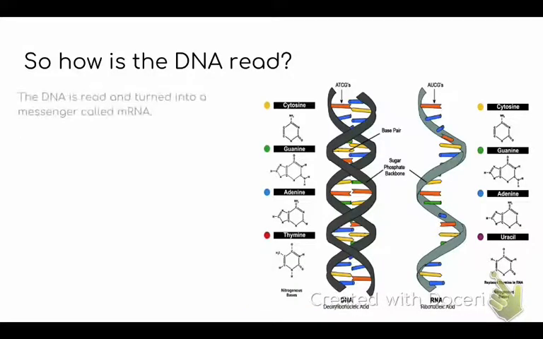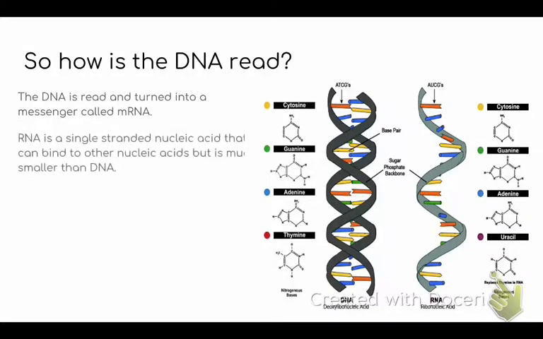So how is the DNA read? The DNA is read and turned into a messenger called mRNA, or messenger RNA. RNA is a single-stranded nucleic acid that can bind to other nucleic acids, but is much smaller than DNA. Some unique features of RNA include the fact that it's single-stranded.